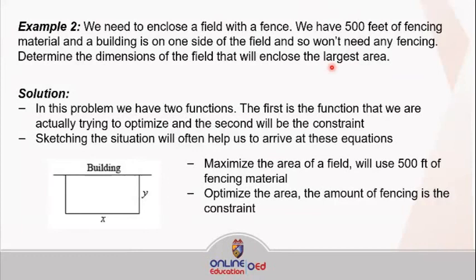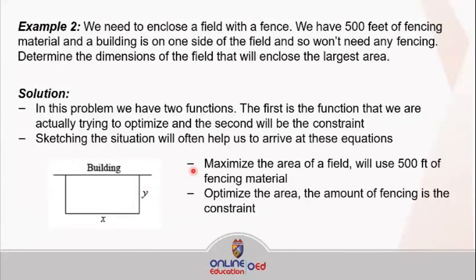So for this solution, first, in this problem, we have two functions now. The first function is what we are actually trying to optimize, and the second will be the constraint. So first again is the optimization and the constraints. And the next na need natin gawin is sketching the situation, which will often help us to arrive at this equation. So for the sketch naman, we have yung building, and we have the x value and also the y.